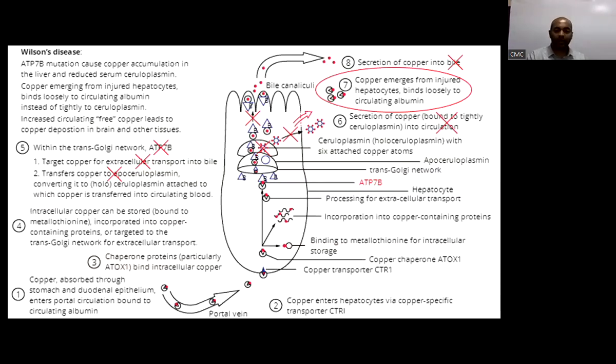As a consequence of these ATP7B mutations, extracellular transport of copper is affected. Secretion of copper into the bile is affected, and incorporation of copper into ceruloplasmin is also affected. So these two are affected. Copper emerges from the intracellular hepatocytes, loosely bound to the circulating albumin. This free copper can be deposited in the tissues of the body.